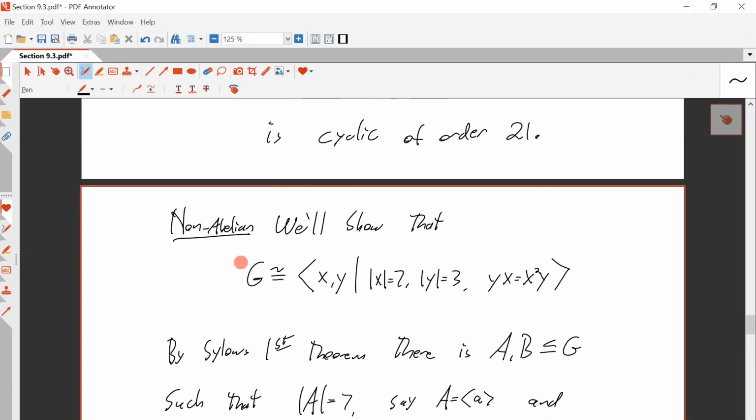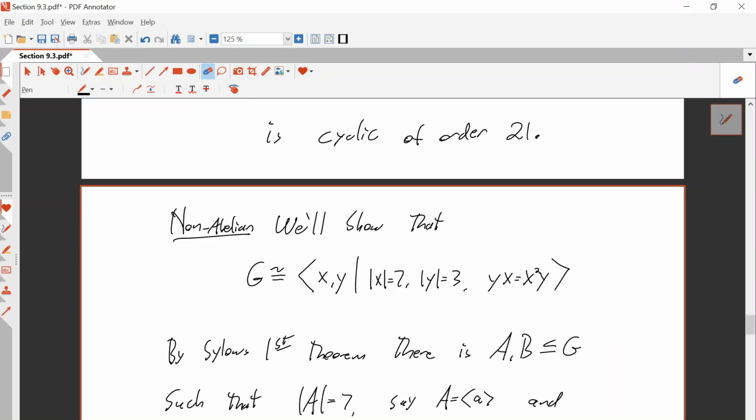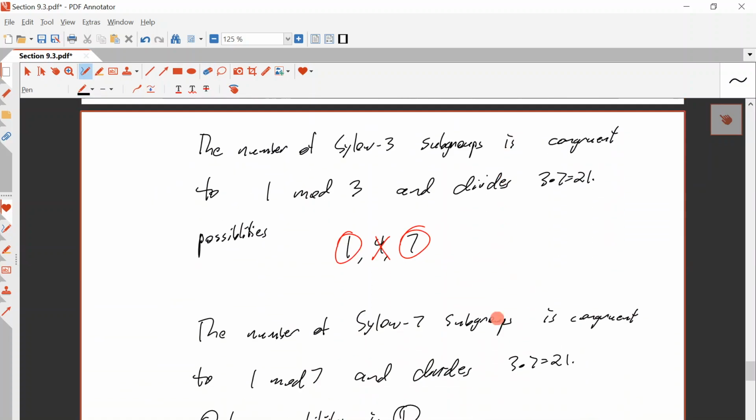There it is. G is isomorphic to the group generated by x and y, where x is order 7, y is order 3, and yx is x squared y. That's what we were looking for, and that's what we got, except for calling them A and B.